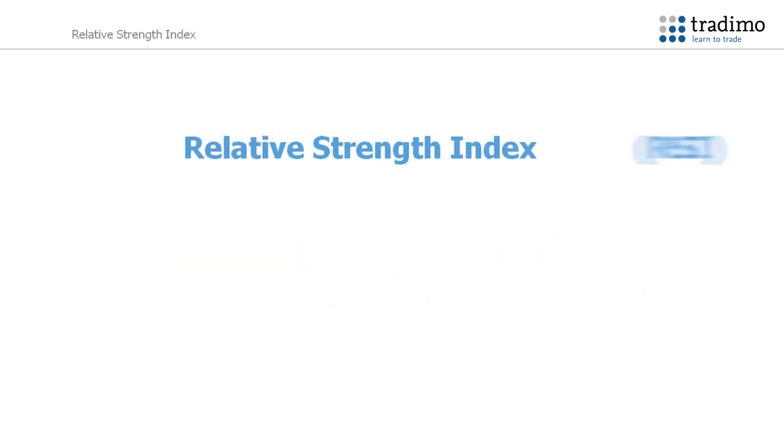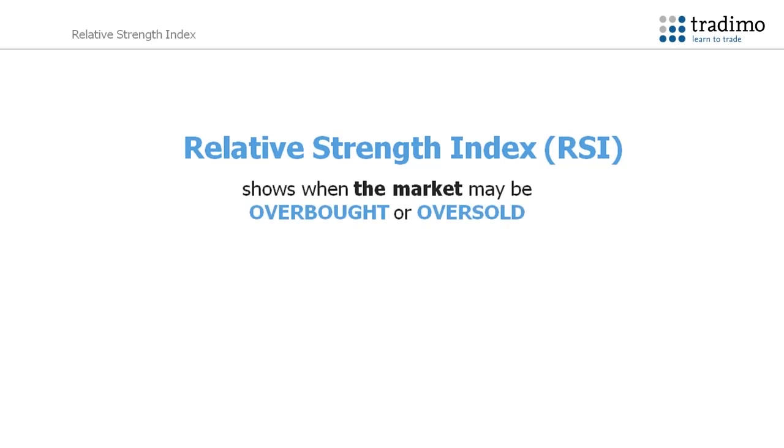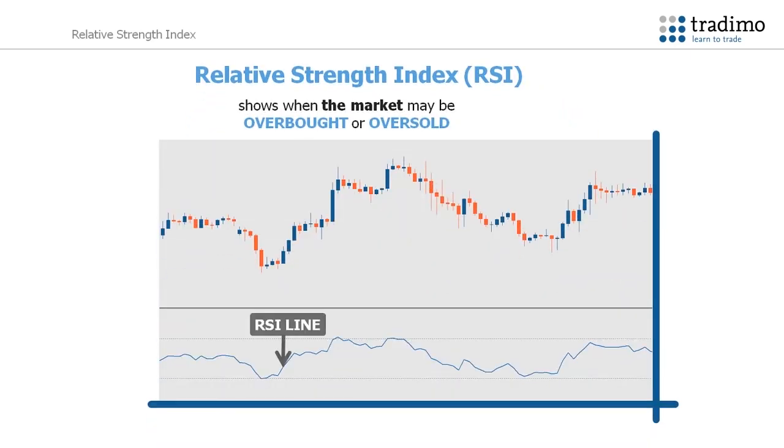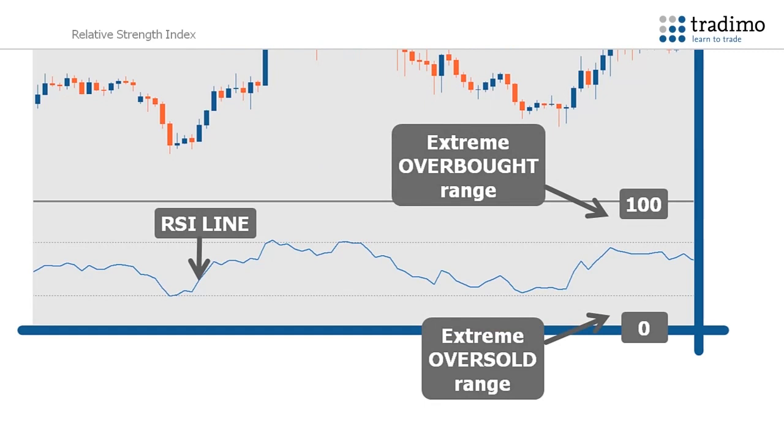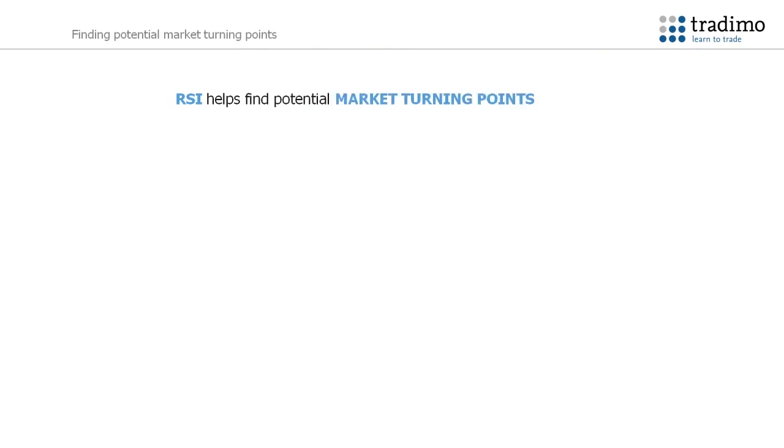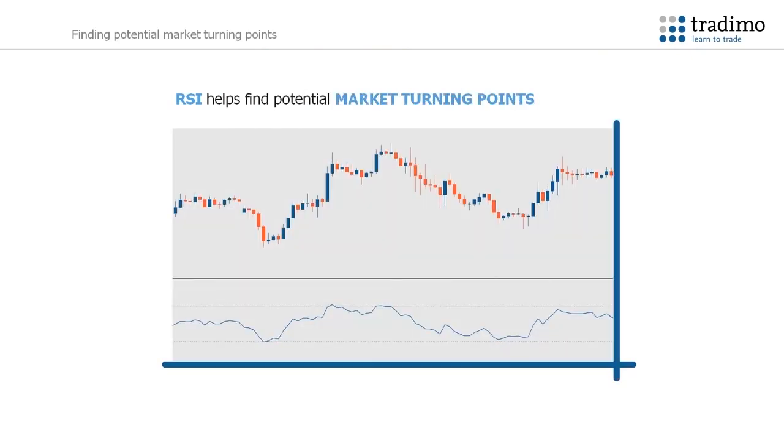The Relative Strength Index, or RSI for short, is an oscillating indicator that shows when the market may be overbought or oversold. It appears below your price chart and is made up of a single line that moves between the levels of 0 and 100, 0 being the extreme of the oversold range and 100 being the extreme of the overbought range. The indicator can help traders assess current price action to find potential market turning points. It does this by determining when a current trend may be slowing or potentially coming to an end.